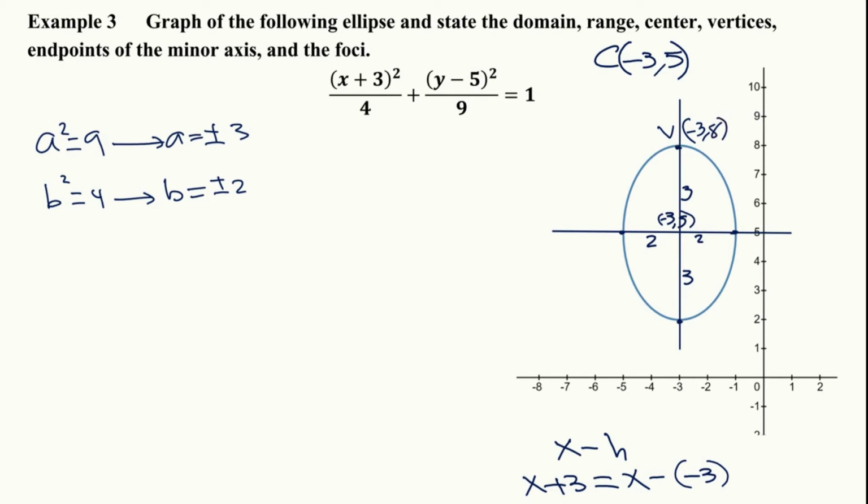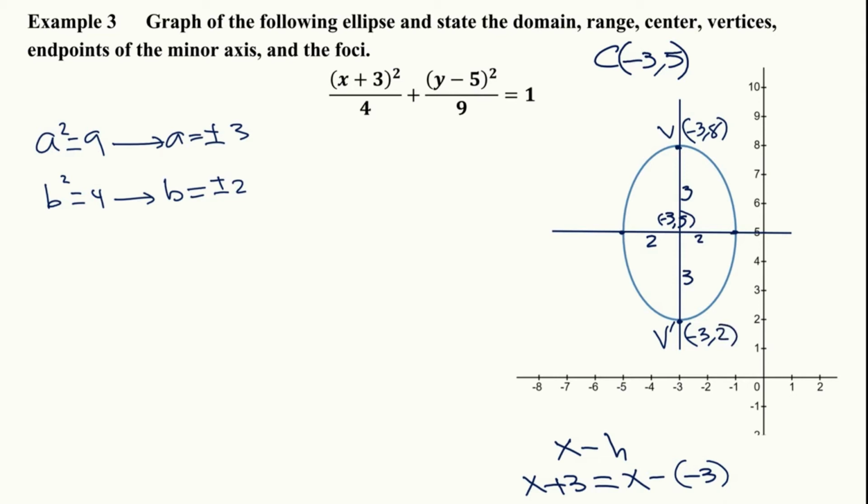For the vertex down here, which we've been calling v prime, you're going to realize it's the same x value. For the y value, you're just going to take the 5 and subtract 3 from it this time. So you get -3, 2. See how easy that is?